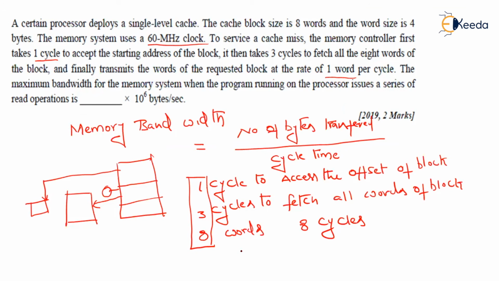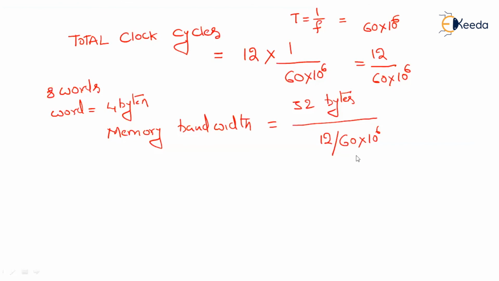Now we need to calculate that. 160 into 10 power 6 is the answer because we are asked about memory bandwidth. So here it will be 160 into 10 power 6 bytes per second. That is the memory bandwidth.